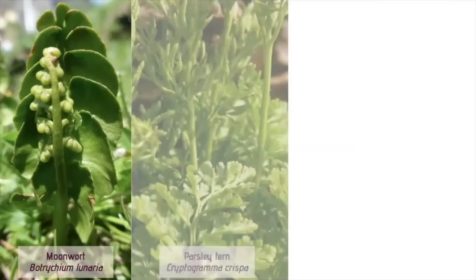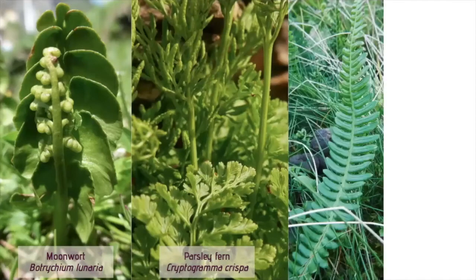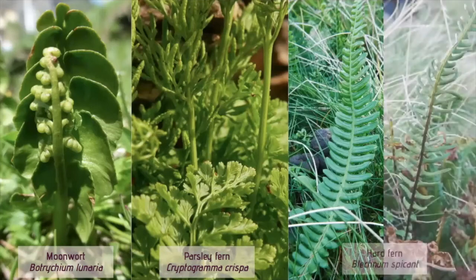Some ferns produce 2 types of leaf or frond, ones which are sterile and those which are fertile. And the fertile ones bear the spore capsules. So you've got the 2 different fronds in moonwort there. And in parsley fern, there's a broad leaf and then a narrow leaf. And then hard fern again has 2 different leaves, and one's sterile and one's fertile.